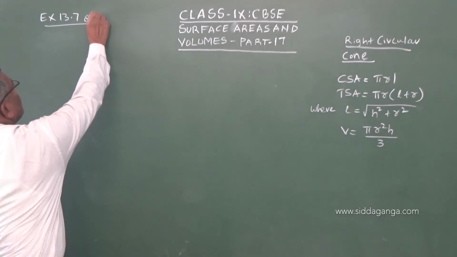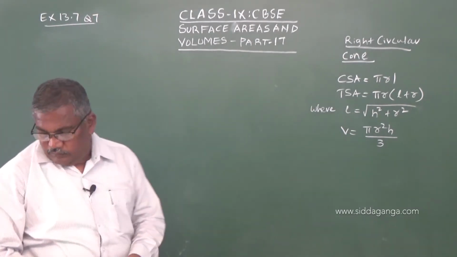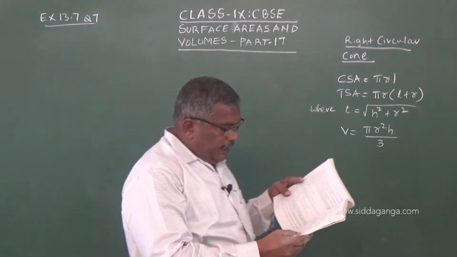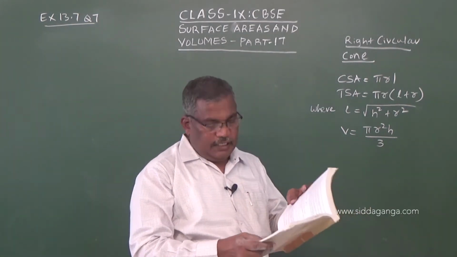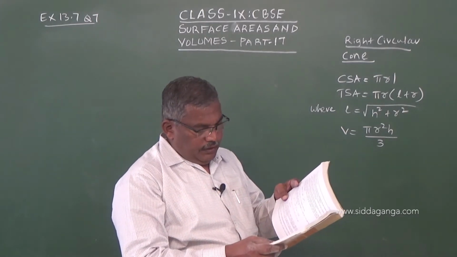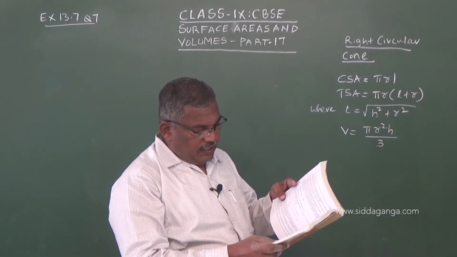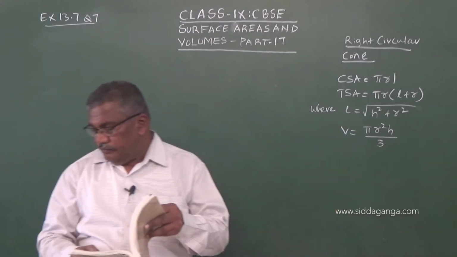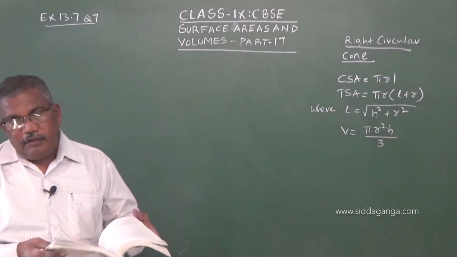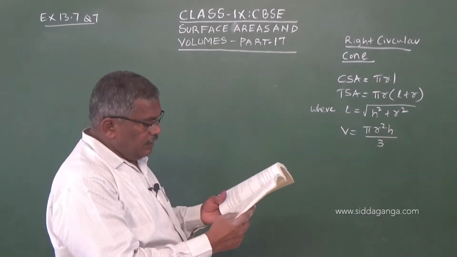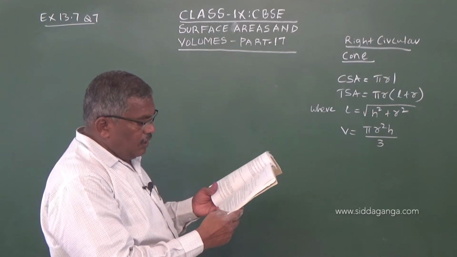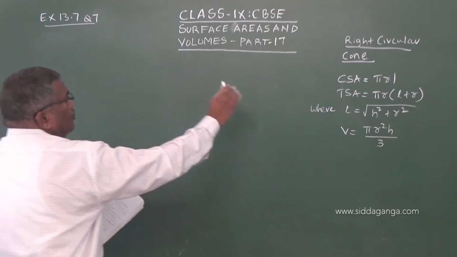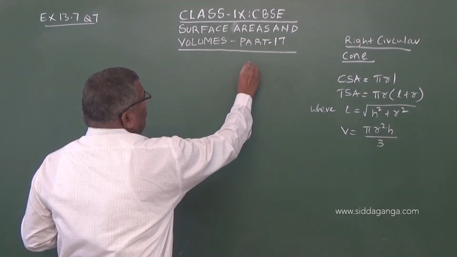Question number 7. A right triangle ABC with the sides 5 centimeter, 12 centimeter and 13 centimeter is revolved about the side 12 centimeter. Please understand this problem.